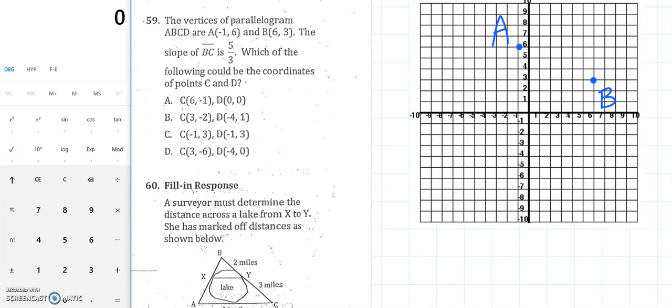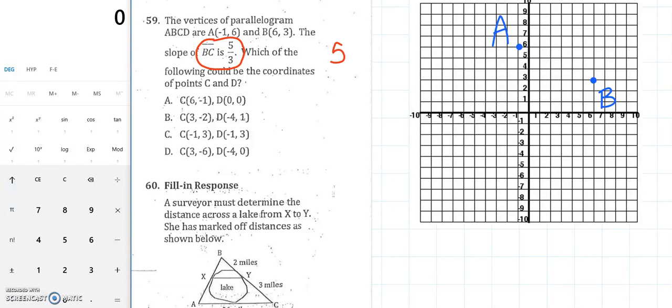So for number 59, I've already pulled out a graph, and I've plotted the 2 points that they're telling me about. And now I'm thinking about what the coordinates of my new points could be for my parallelogram. Now remember, a parallelogram has both pairs of opposite sides being parallel. So here I'm going to try and figure out where C is going to be located, because they do give me information about C. They tell me that the slope of BC is 5/3. So I can use that slope in order to figure out the location for C.